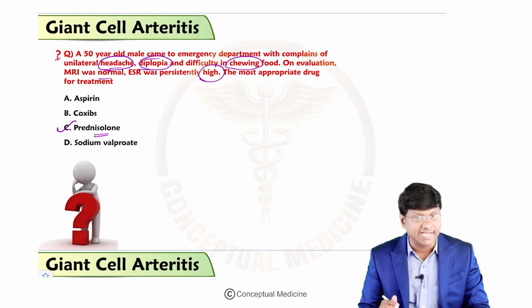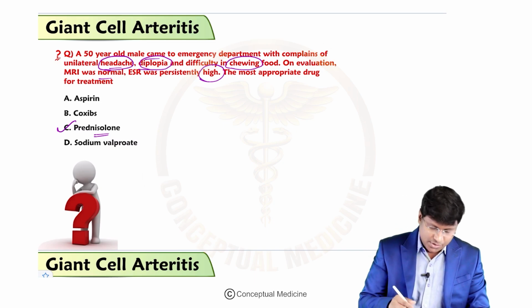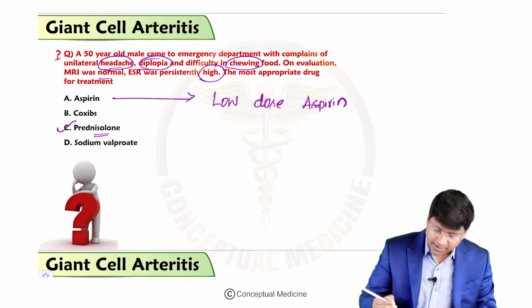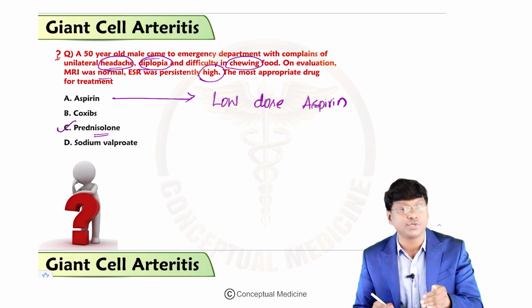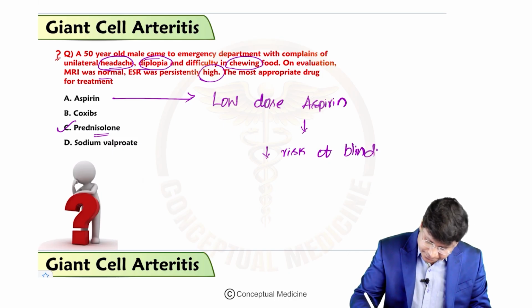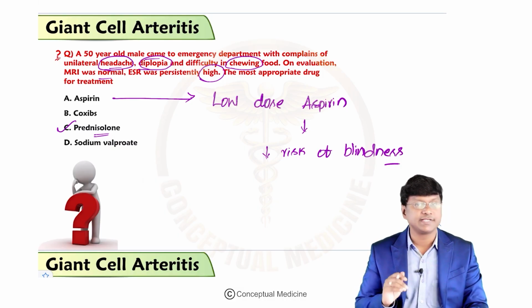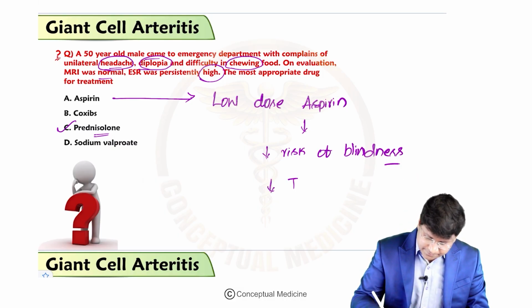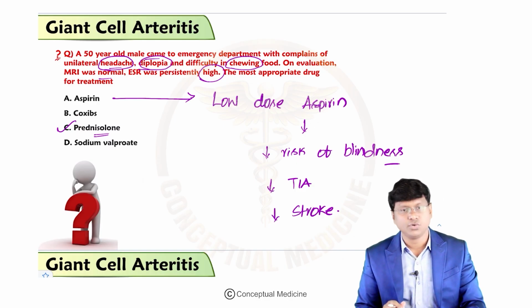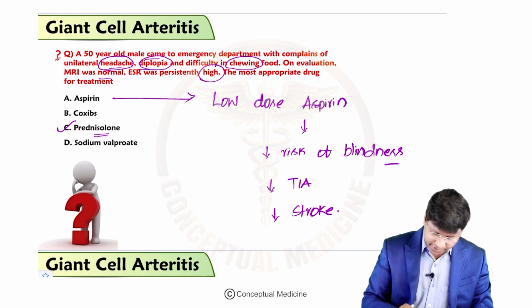Then is there any role of aspirin in patients with giant cell arteritis? Yes. Low dose aspirin is added to the therapy in order to reduce the risk of blindness. This will also reduce the risk of transient ischemic attack, and the risk of stroke. That is the advantage of adding low dose aspirin.